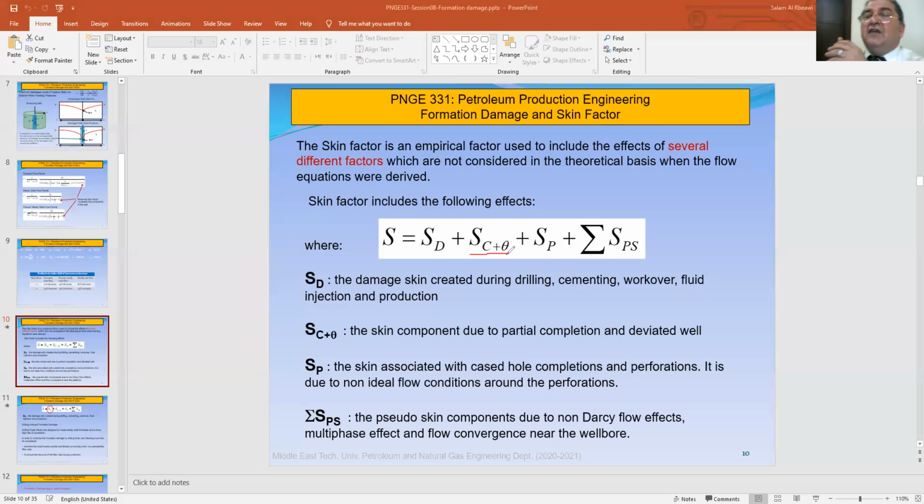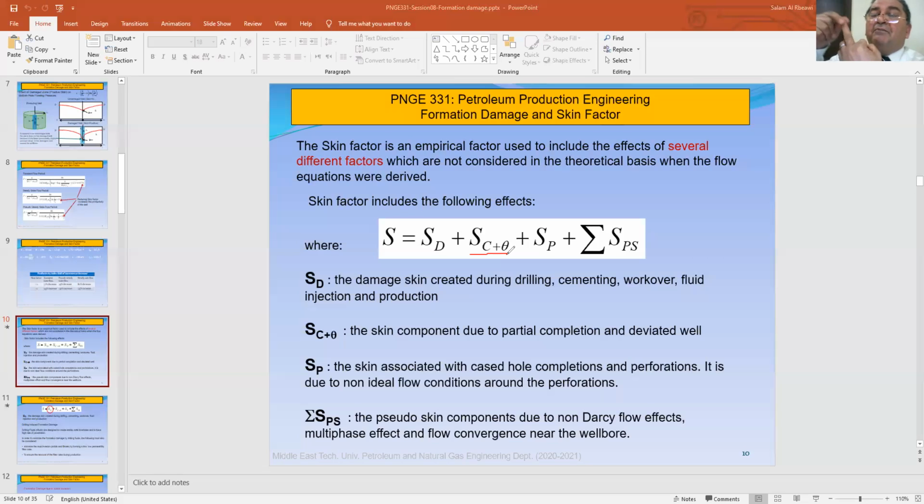The third category is S sub P. This one is caused by the cased hole completion and the perforation process. Now, guys, you know, we could have open hole completion. We could have cased hole completion. We could have gravel packed completion. And we have taken all of these in the first or the second week, and we know how to calculate the pressure drop for each type of completion.